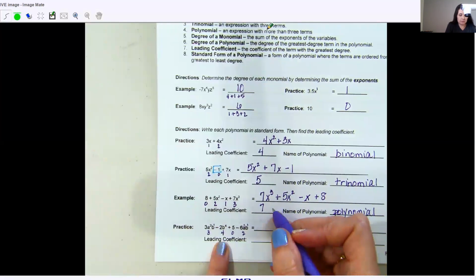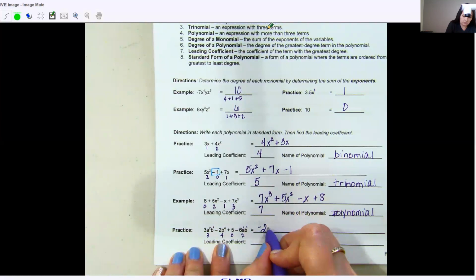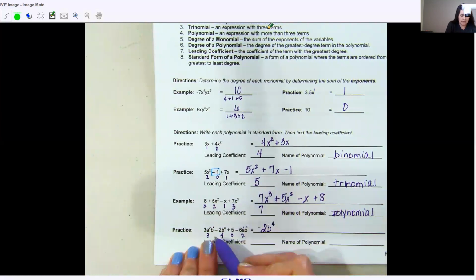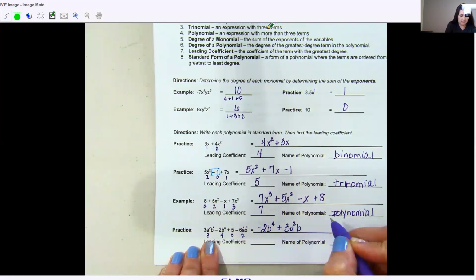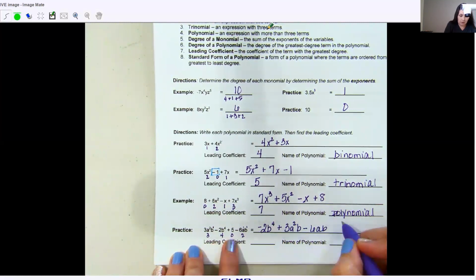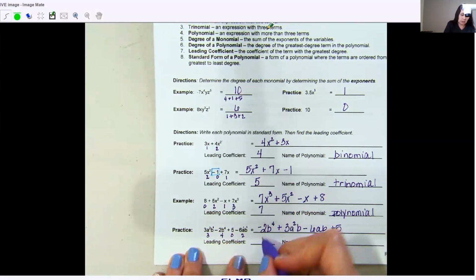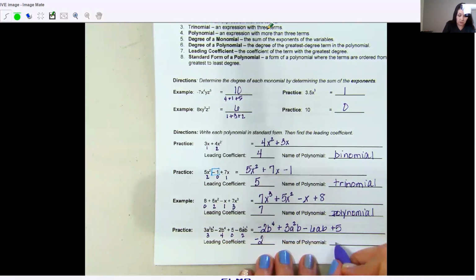So my first term is going to be the negative 2b to the 4th power. Then I'm going to have positive 3a squared b. Then I'm going to have a negative 6ab and then a positive 5. Okay. My leading coefficient is negative 2, and the name of my polynomial is just polynomial.